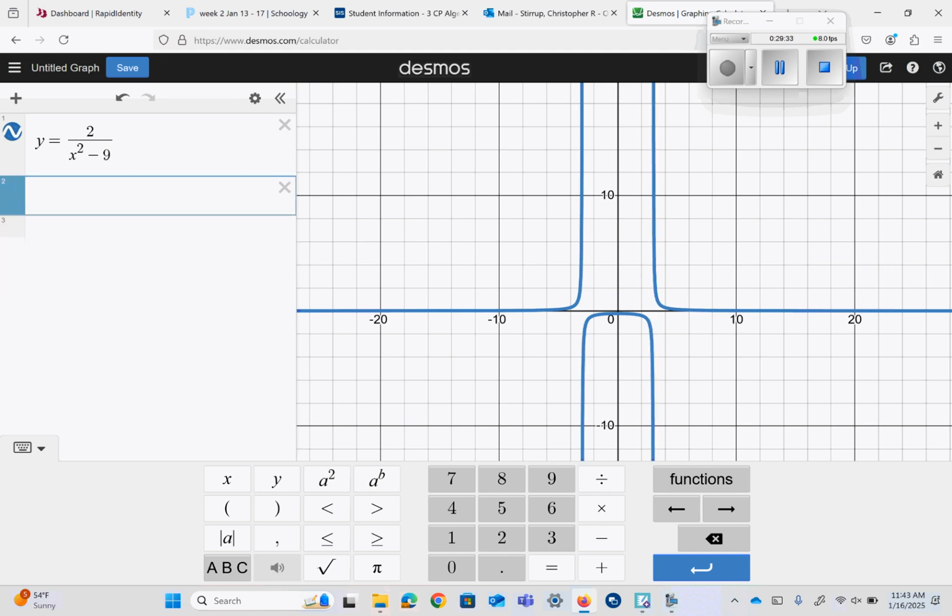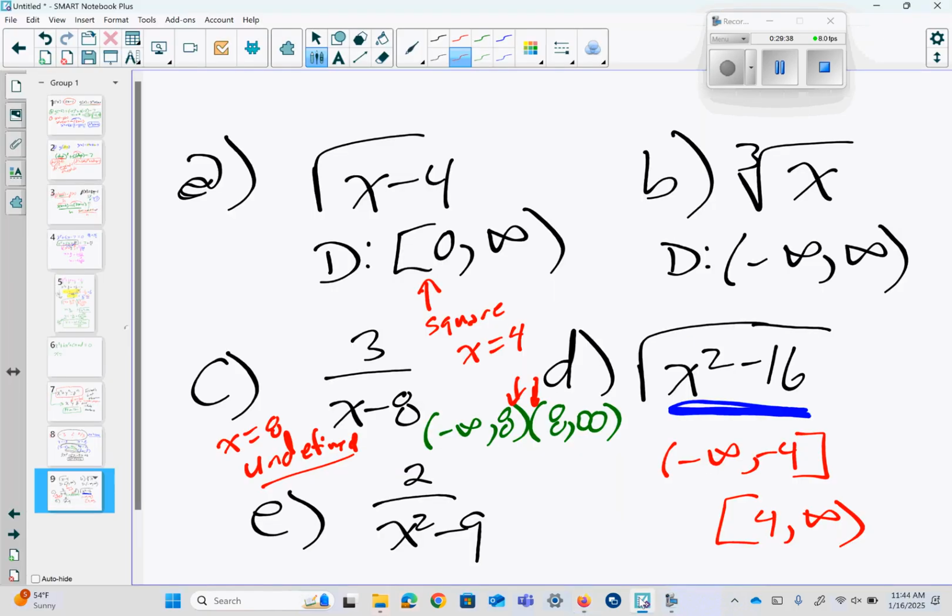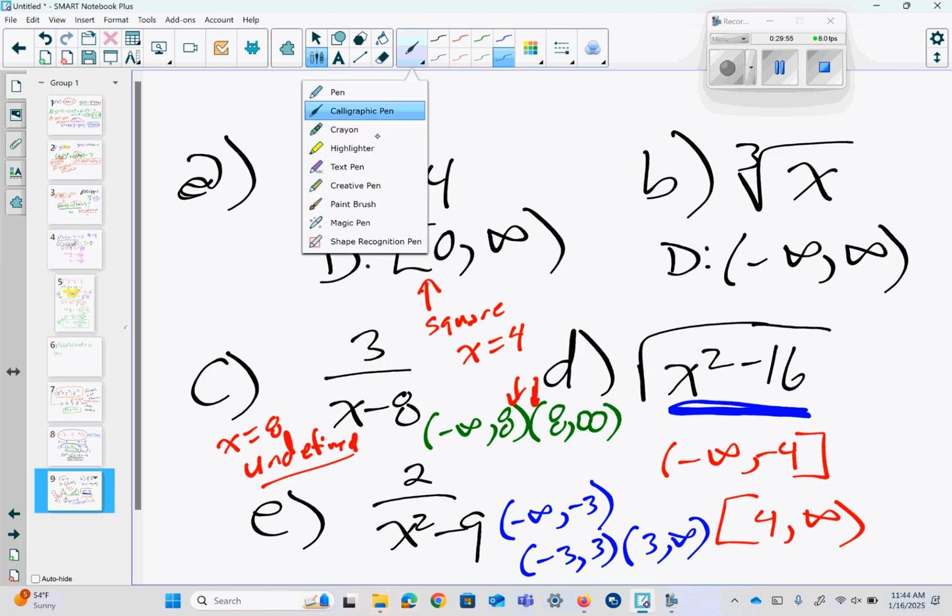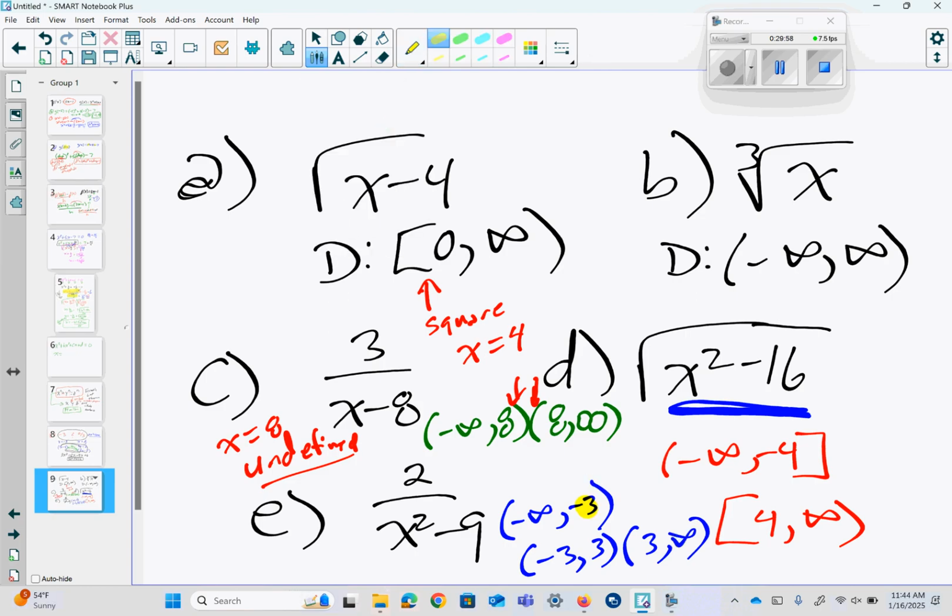So my domain of this one is going to go from negative infinity to -3, from -3 to +3, and from 3 to infinity. This means that all of these 3s, we get really close to, but they can't be part of the answer. We exclude them from the domain to give us that.